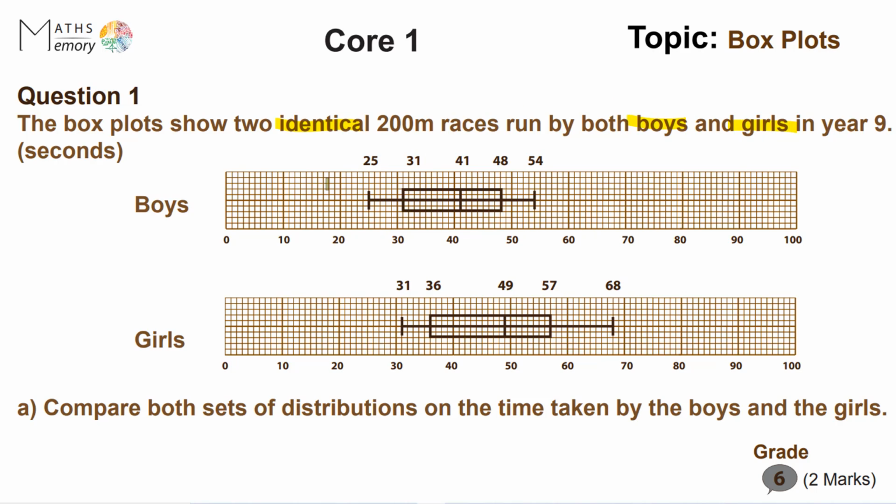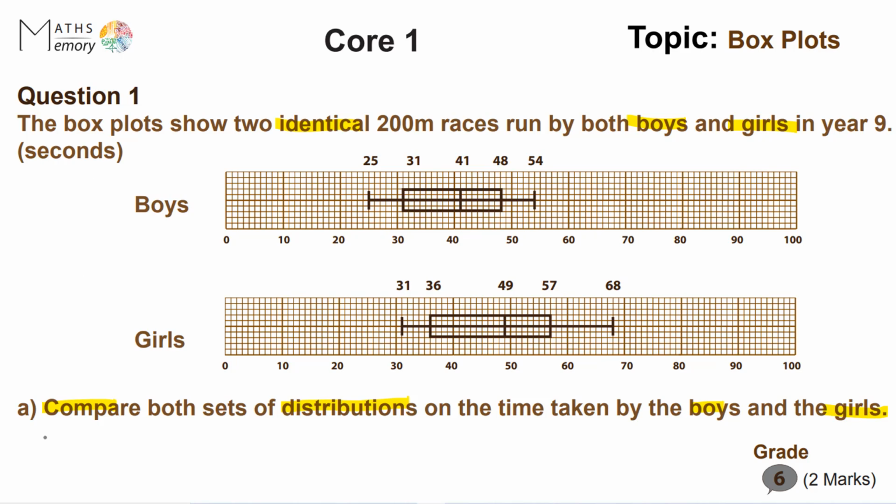and these are their respective seconds. So for boys, we simply show the box plot with the 5 statistics we just talked about, and the girls with their respective statistics as well. Now the question says compare both the sets of distributions on the time taken by the boys and the girls. So comparing is a technique we need to learn, and this comes up quite a lot, comparing two different sets of data or two box plots.